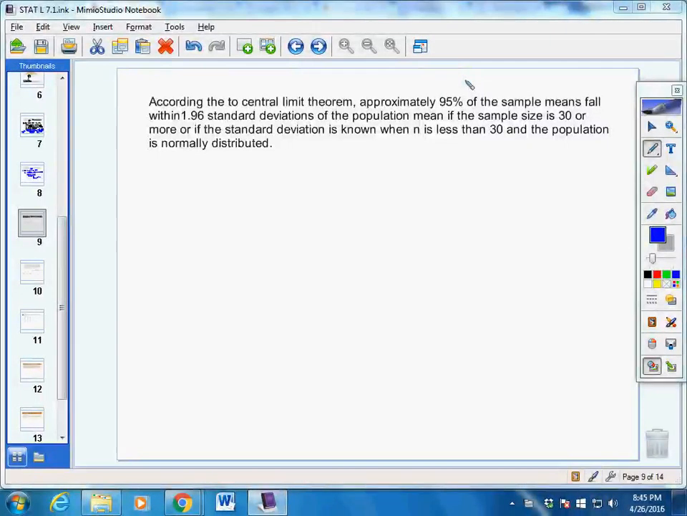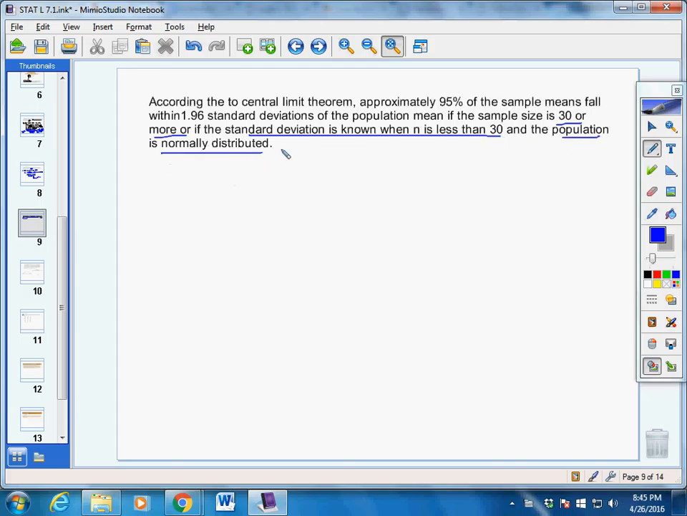So confidence intervals basically just tell us how confident, how sure we can be that the mean lies between these two numbers. According to our central limit theorem, approximately 95% of the sample means fall within 1.96 standard deviations of the population mean if the sample size is 30 or more. So we're focusing right now on being 30 or more, or if the standard deviation is known, or n is less than 30 but the population is normally distributed.